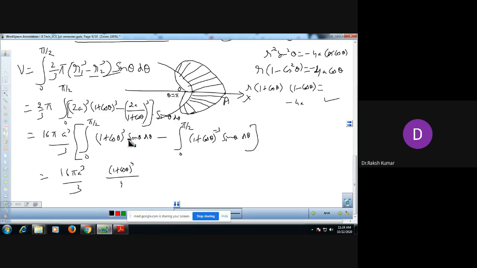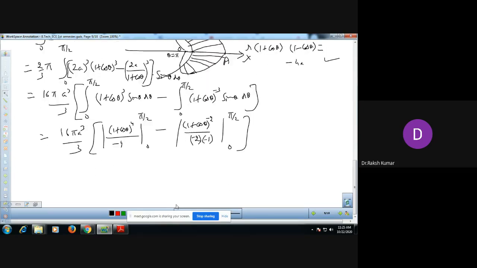But here it is not a negative term, so you can write an extra negative sign here just to adjust that negative sign. And here also (1 plus cos theta) raised to power minus 2 over minus 2. Minus 2 for this one, and minus sign for this, because here there should be negative sine theta, but it is positive sine theta. So that minus will be written here also. So 0 to pi by 2. Now you can substitute the limits, and let us see.